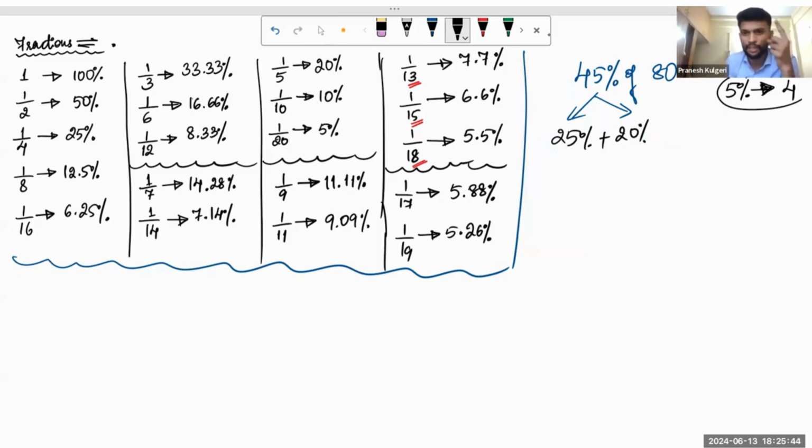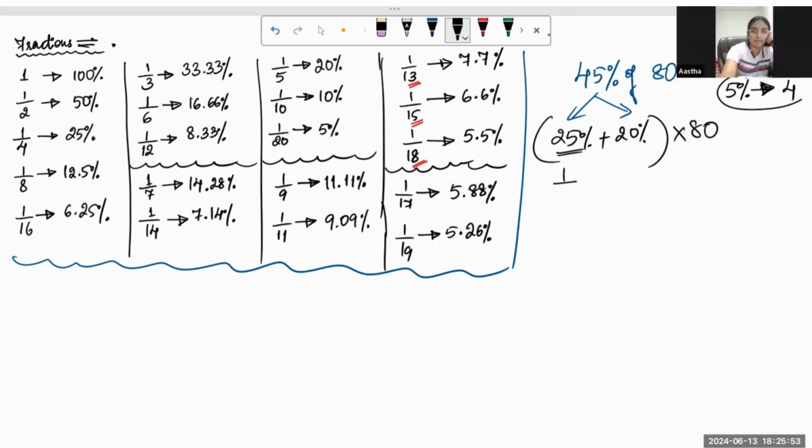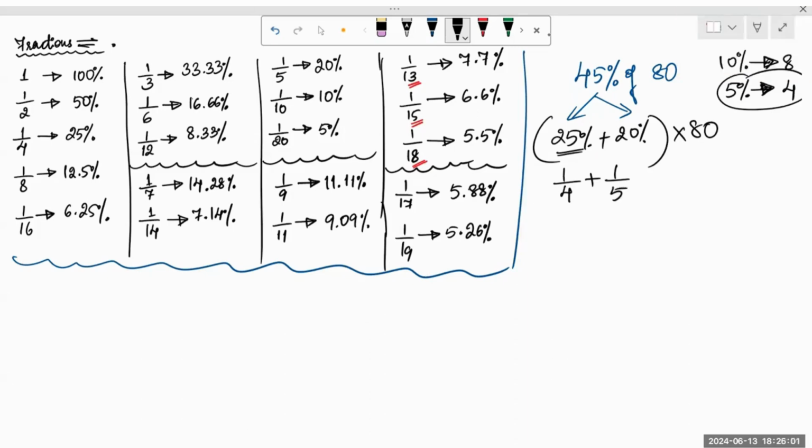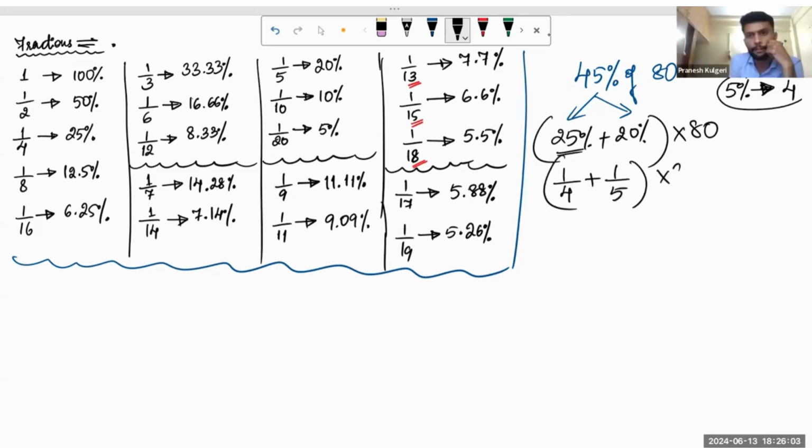Sir, what if I solve in this method? I'll show you with this method. Tell me what is the fractional value of 25%? 1 by 4. 20%? 1 by 5. Of 80. Now, what is 80 by 4?